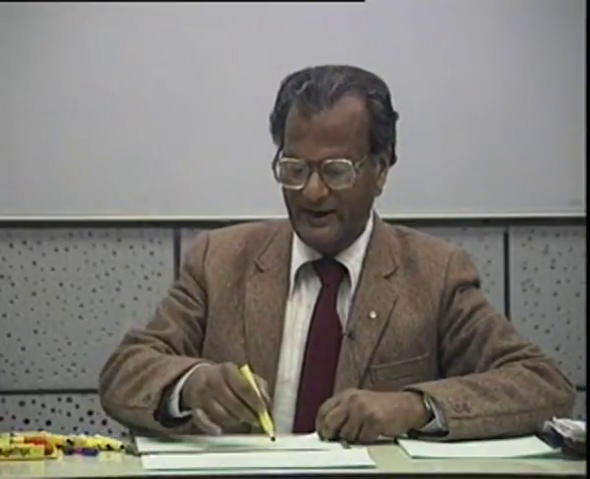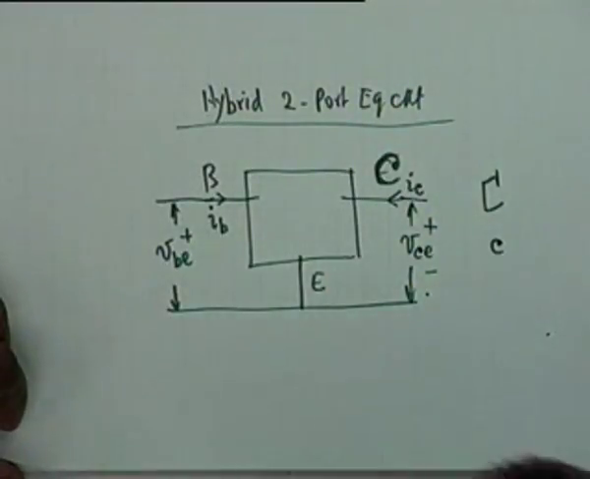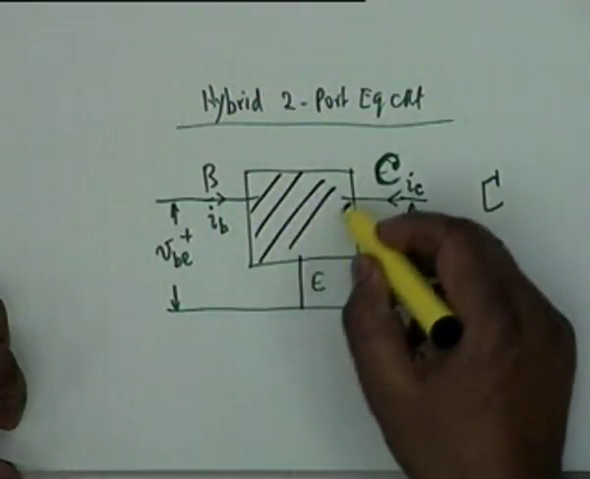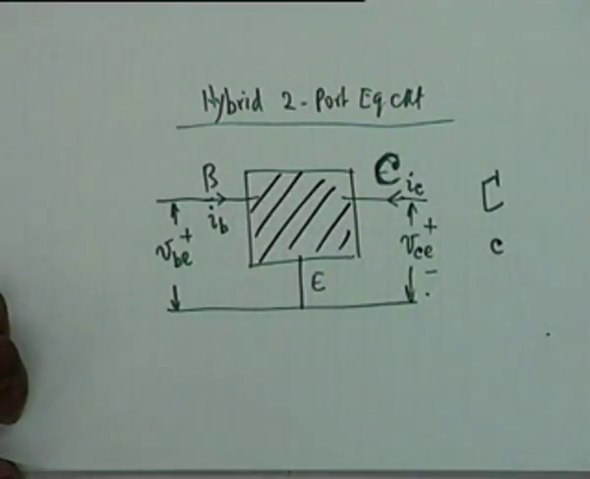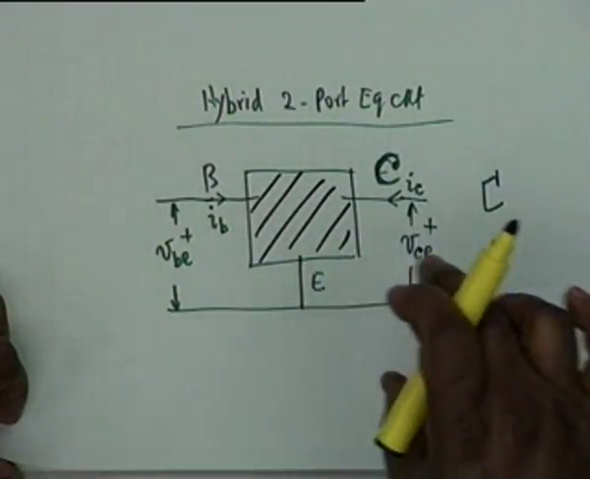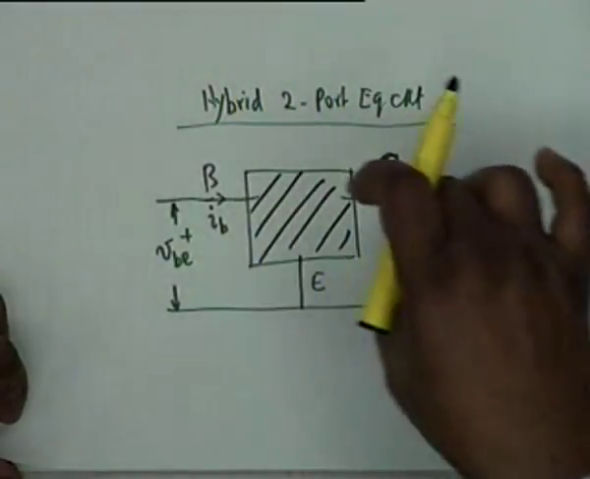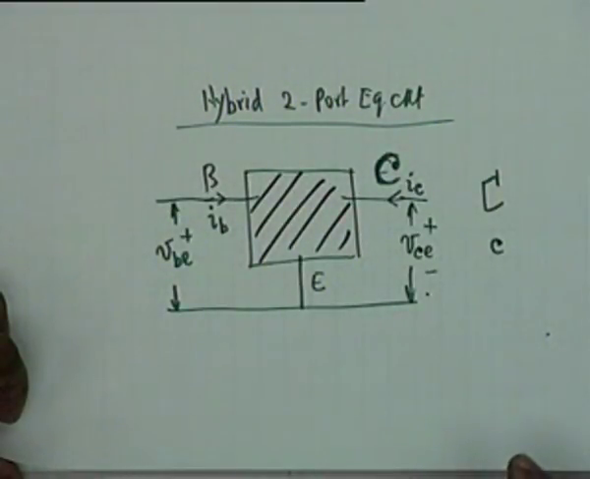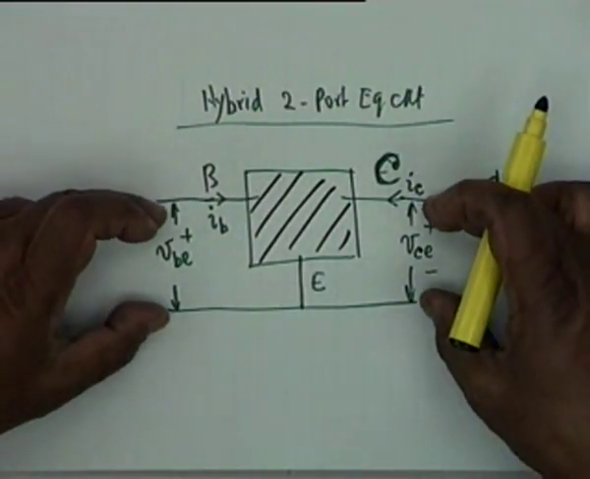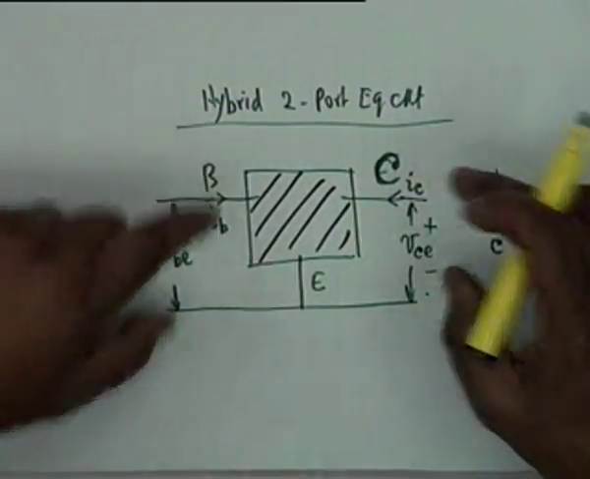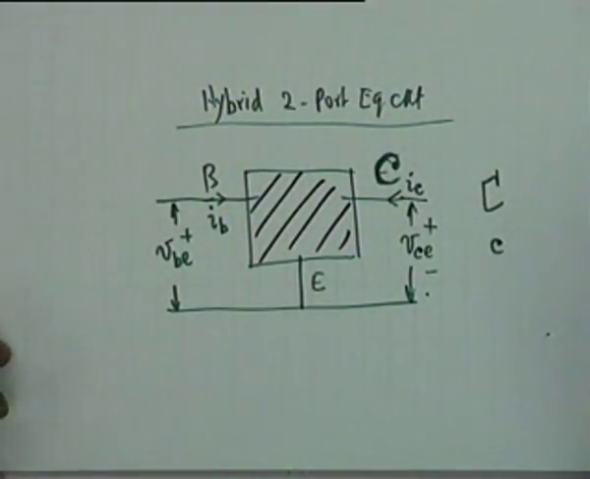So the hybrid two-port equivalent circuit treats the transistor as a black box. If you want the color black, well, I can. It's a black box. I don't know what happens inside. What I can do is to have the terminal voltages and currents. I can apply two sources and measure two responses. I could apply two voltage sources and measure two responses. Then I get the so-called Y parameters.